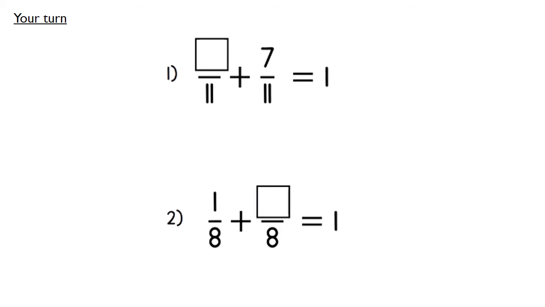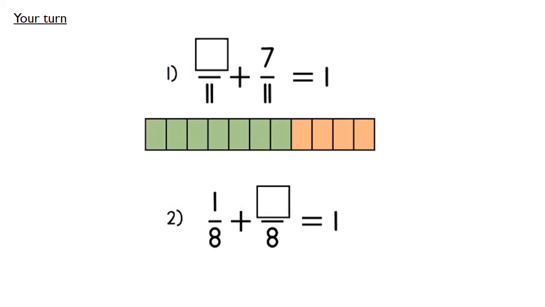Okay, so question 1 says, how many 11ths plus 7 11ths equals 1? So we now know that the 1, or the whole in this situation, is 11 11ths. So all you need to work out is 7 plus what equals 11, which you have here. So shaded in green is the 7 11ths you already have, and then in orange you can see that the remaining we need is 4.